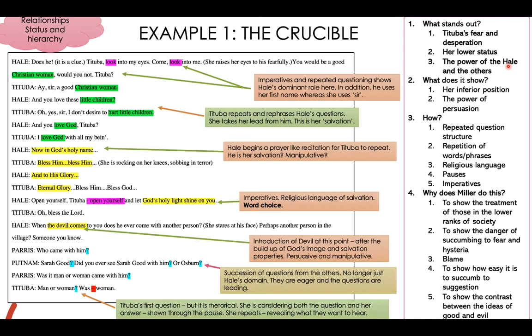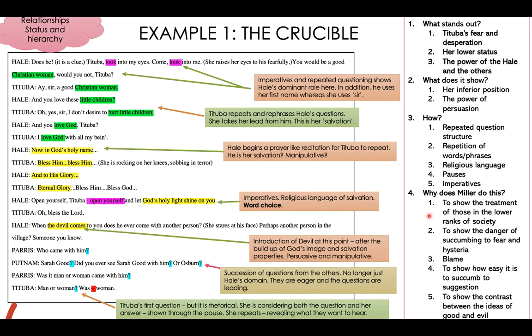How does Miller present this to us? This is where we're now going to think about the methods, the techniques. So there's repeated question structure, repetition of words and phrases, religious language, pauses and imperatives. You'll notice that these are all from the list that I gave you to begin with. Religious language and imperatives are all to do with word choice as well. So you try and think about what words are chosen, why are they chosen, what job do they do here? And then why does Miller do all of these different things at this particular point in Act 1?